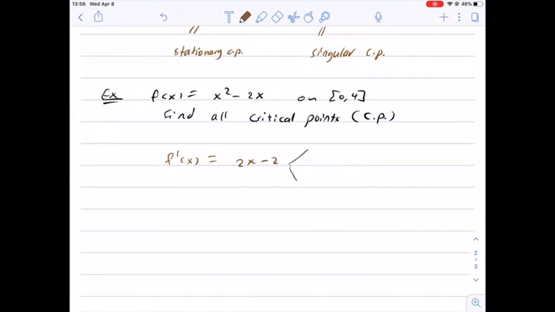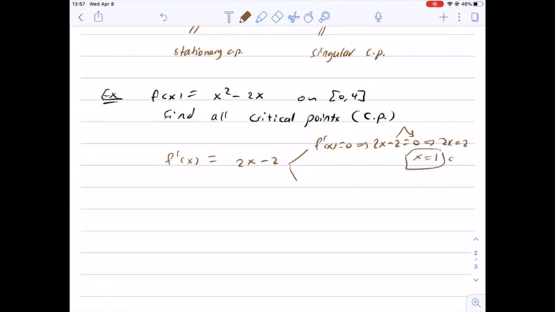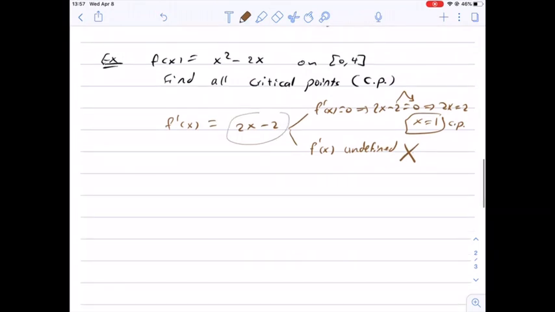Now we have two things to think about. f prime of x equal to 0. That means 2x minus 2 equals 0, and this gives 2x equals 2. That means x equals 1. This is a critical point. Or f prime of x is undefined, but this is impossible for this function. f prime is defined for any value.